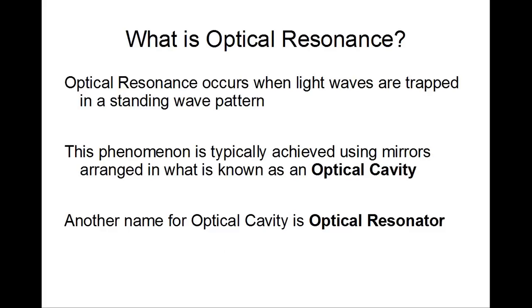Optical resonance is a phenomenon that occurs when photons are trapped in a standing wave pattern within a system. It is typically achieved using mirrors, but other reflective surfaces can also create this phenomenon. The reflection and use of resonance in a system is known as an optical cavity. Another name for an optical cavity is an optical resonator. This is the origin point of any system that will use optical resonance to perform a task.